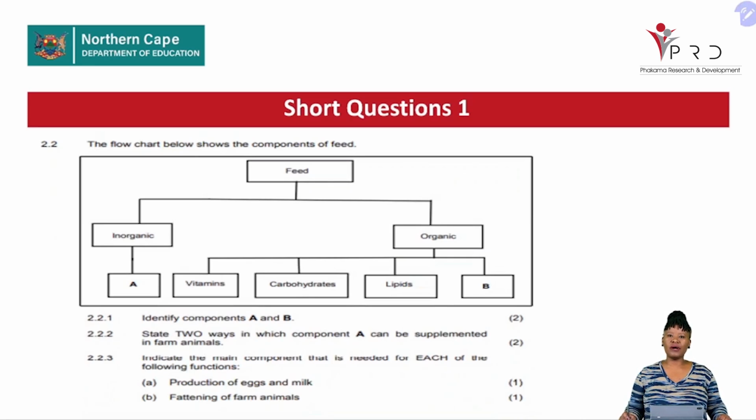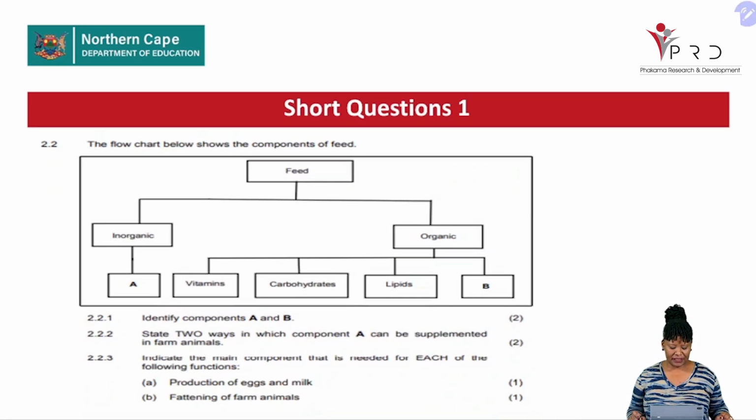But now let's look at what is in front of us. The flow chart below shows the components of feed. And in your mind, you know that you are looking at 6. So the feeds are either organic or inorganic. So we have the inorganic components, and we also have the organic components as you are given. You are given vitamins, carbohydrates, lipids. What are you not given?